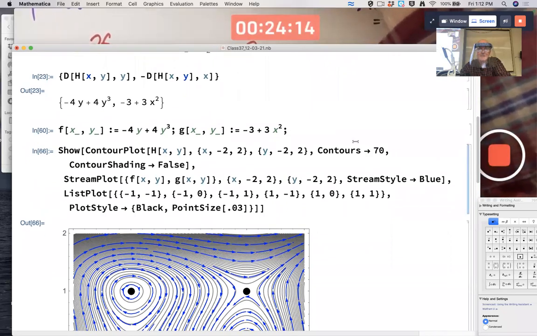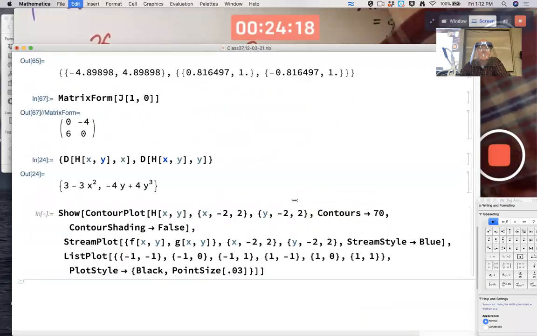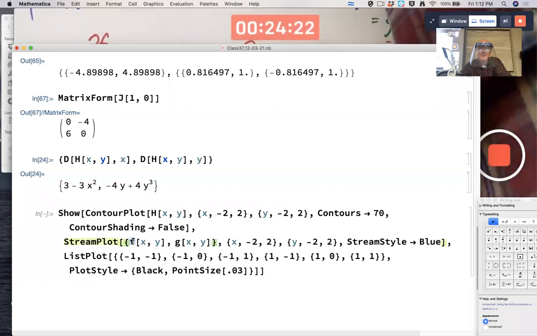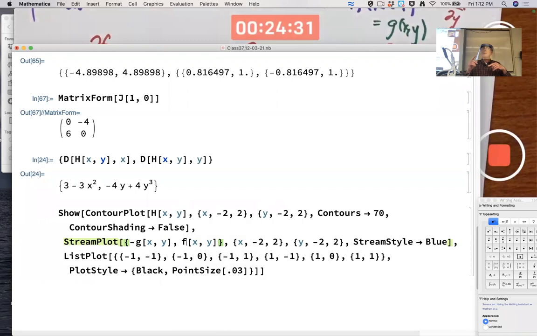So I got the same F and the same G, but for the gradient system, I have to switch them around and negate the G. I'm still going to have the same equilibrium points, right? The null lines are still going to be the same lines, although which null lines go with which lines changes.